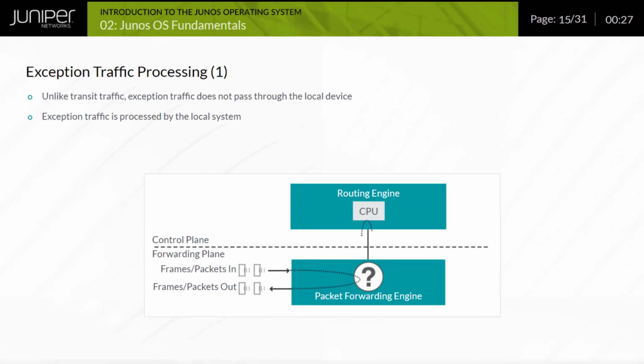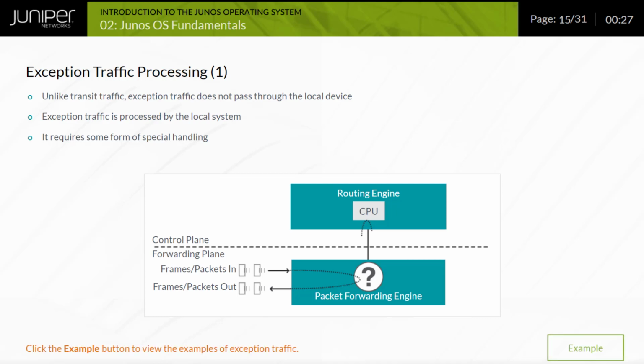Unlike transit traffic, exception traffic does not pass through the local device. It requires some form of special handling. Click the Example button to view the examples of exception traffic.